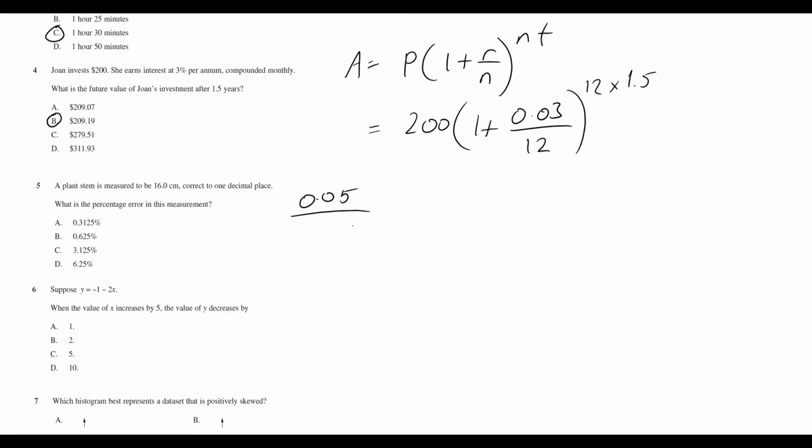So we put that absolute error over the value that we've just measured, so 16, and since we want this in percentage, well, we cannot forget to multiply this by 100. And again, substituting all those values, chucking it into your calculator, we find that our answer is A, 0.3125%.